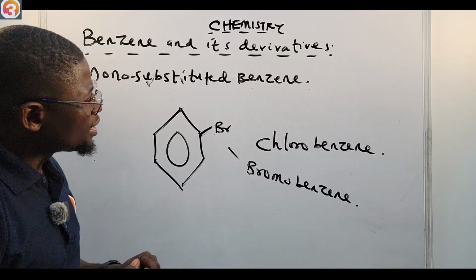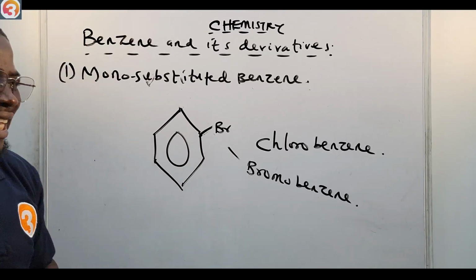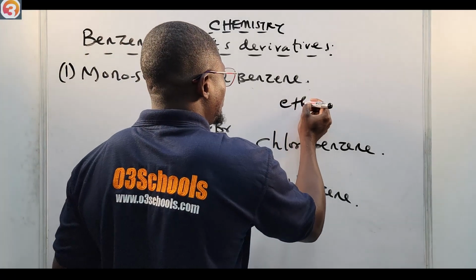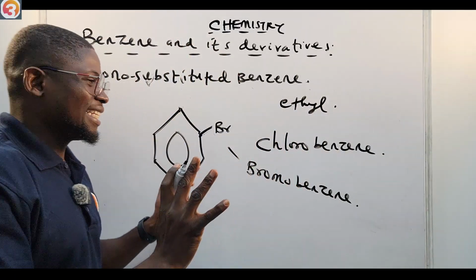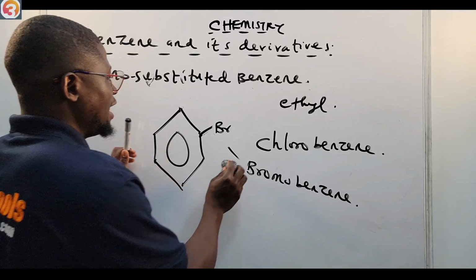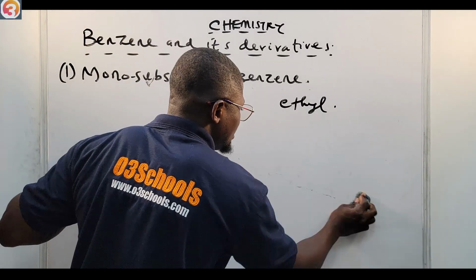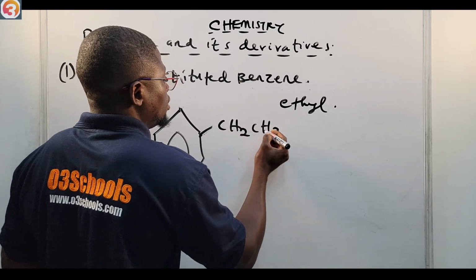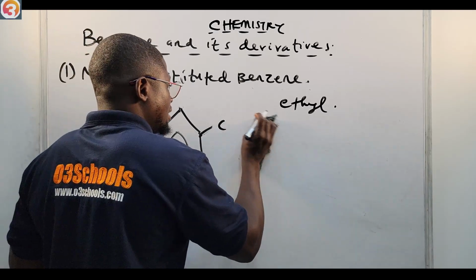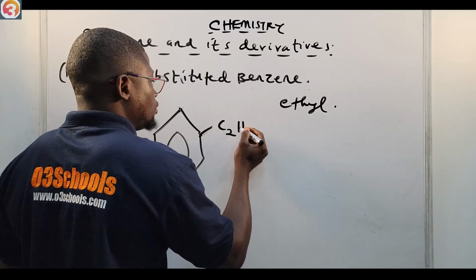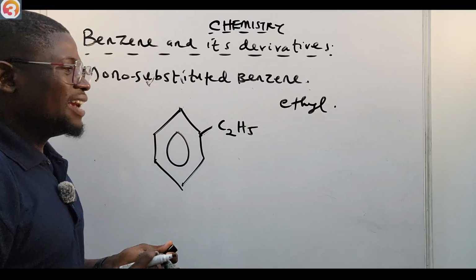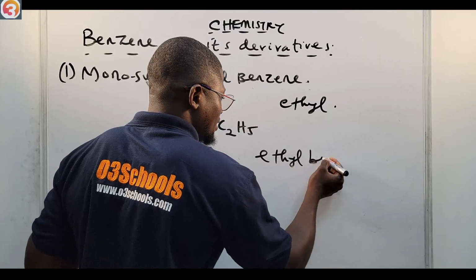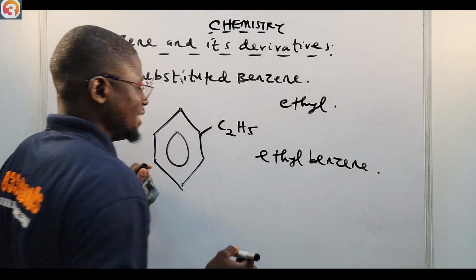But let's say, for example, it is not a halogen. Let's say it's an alkyl group, for example ethyl. Let's say an ethyl is attaching itself to a benzene ring. Then I can simply say C₂H₅, which is the ethyl group. If it's attaching itself to the benzene, what do you call that? We call this one ethyl benzene.